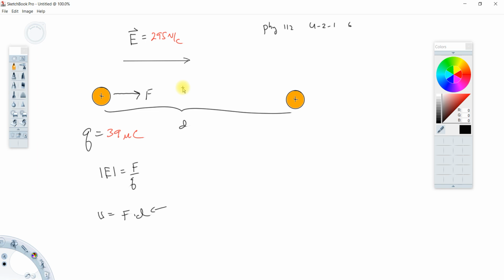The change in potential energy of the charge. That's a conceptual question, so I'm going to let you think about that.